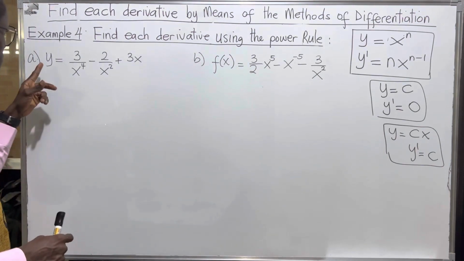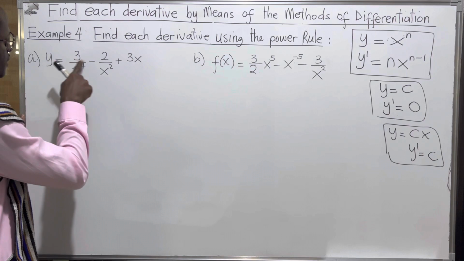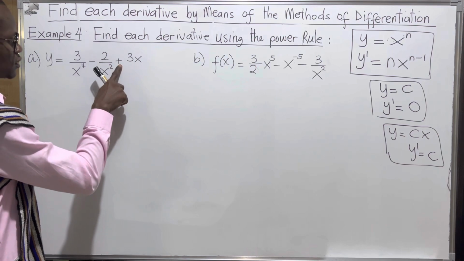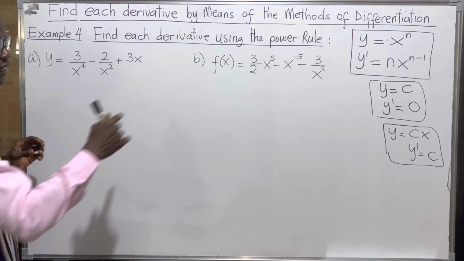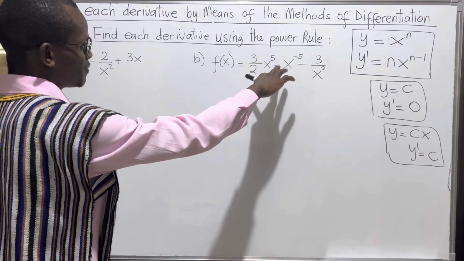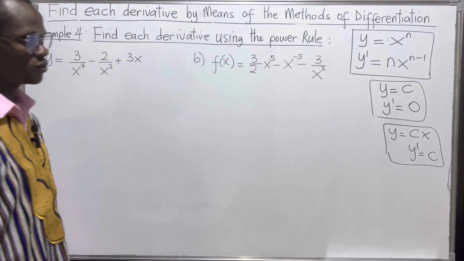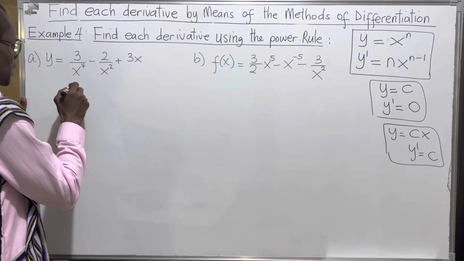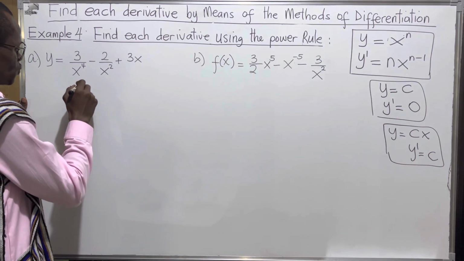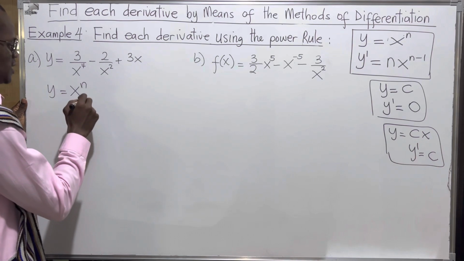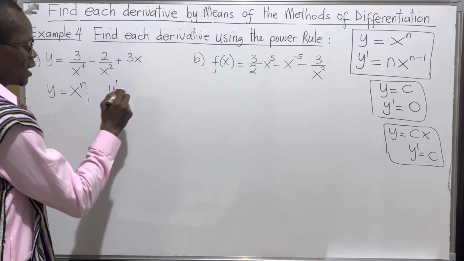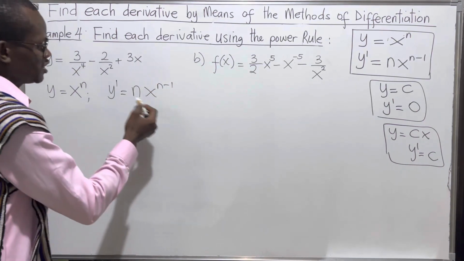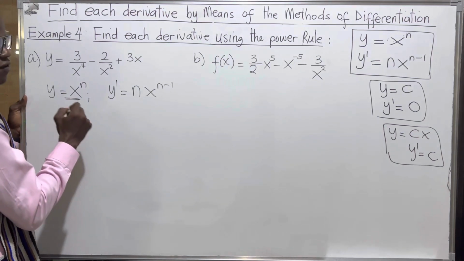So the first problem says that we must find the derivative of y equals 3 divided by x to the fourth power minus 2 divided by x squared plus 3x. And the next problem says 3 over 2 x to the fifth power minus x to the minus 5 minus 3 over x squared. So what we need to take note of is that the power rule says, if you have a function x raised to n, its derivative y prime equals n x raised to the power n minus 1. So this problem is not in the form of a fraction.